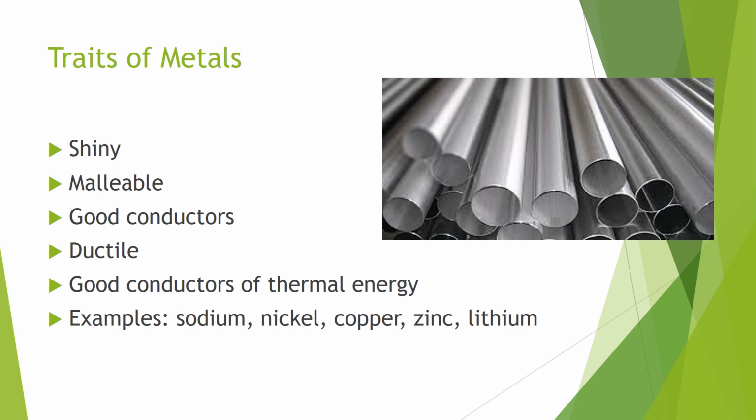Metals are shiny, they're malleable, which means they can be hammered into sheets. They are good conductors, so they are good for conducting electricity. They're ductile, so that means they can be pulled into wire. And they're also good conductors of thermal energy, which means they can conduct heat. Good conductors of electricity and heat usually go hand in hand. Examples are sodium, nickel, copper, zinc, lithium, gold, silver. 75% of the periodic table is metal, so we have lots of different examples we can look at.